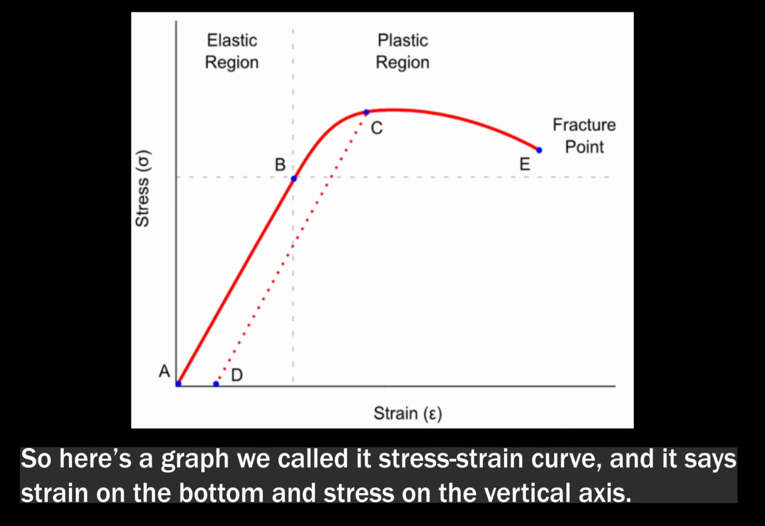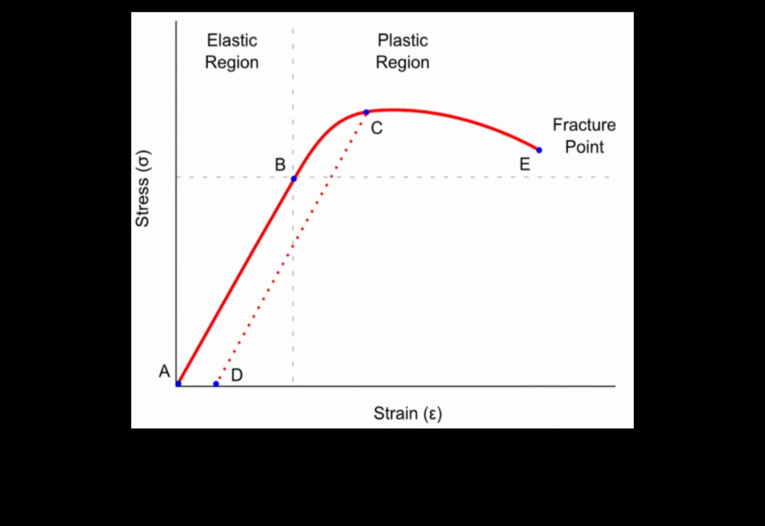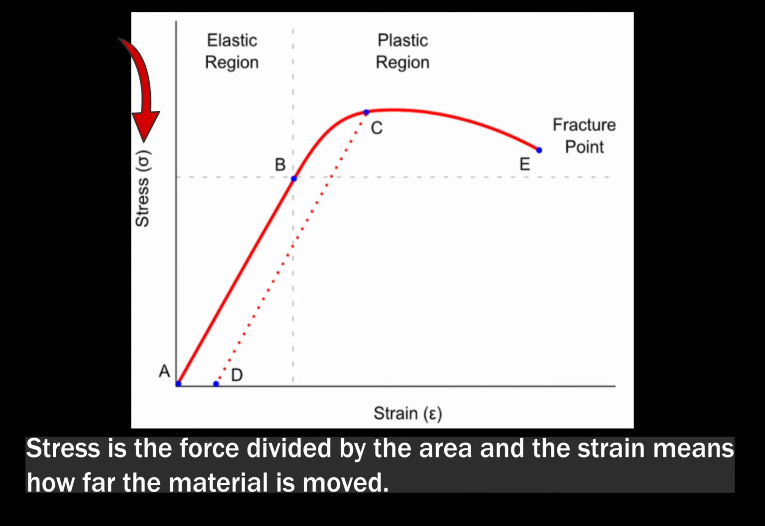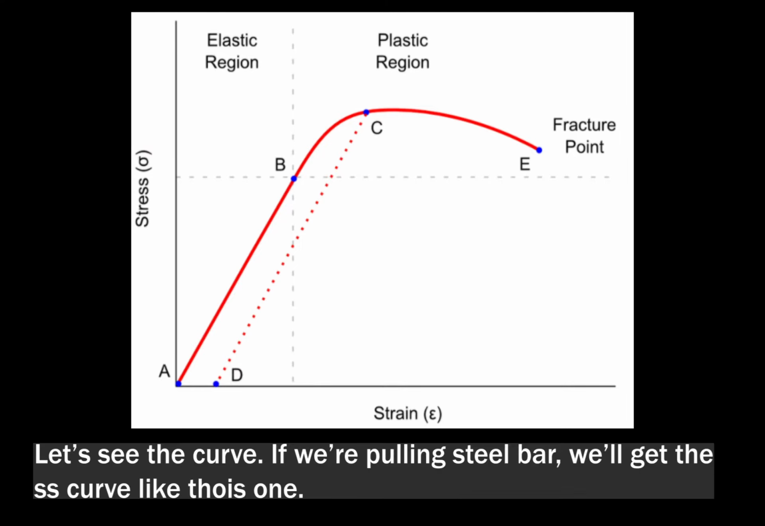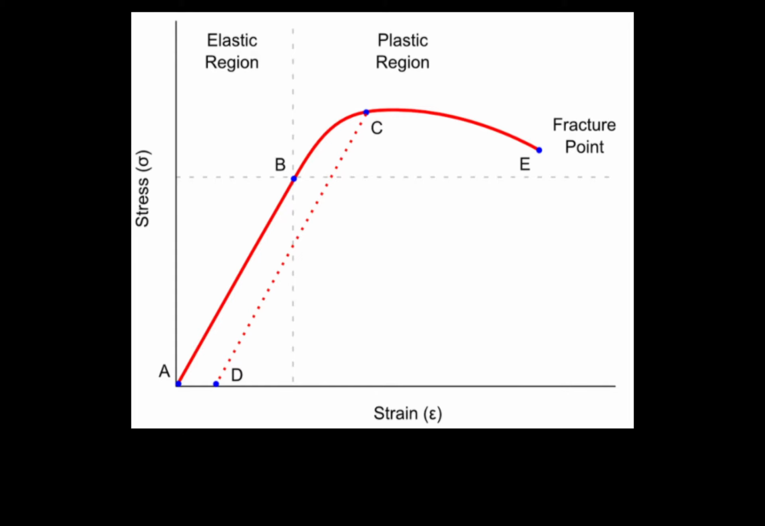Today I wanted to talk about the stress strain curve a little bit in this video. So here's a graph, we call this the stress strain curve, and it has strain on the bottom and stress on the vertical axis. Stress is the force divided by the area, and strain means how far the material has moved. Let's see the curve. If we are pulling a steel bar, we will get the SS curve like this one.